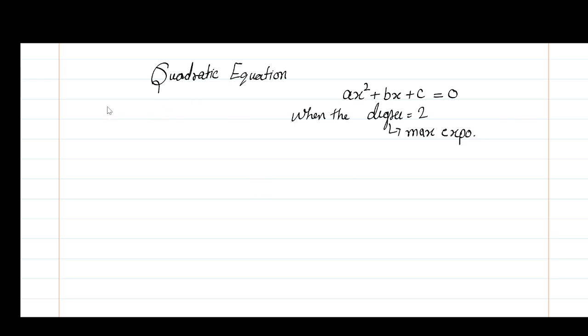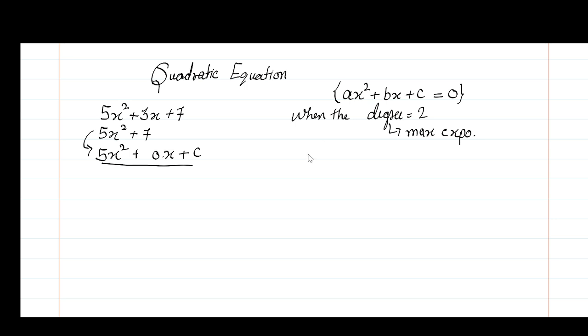If I write 5x square plus 3x plus 7, right? This is a quadratic equation. What if I write only 5x square plus 7? Is that a quadratic equation? Yes, of course it will be a quadratic equation, because we can write it as 5x square plus 0 times x plus c, right? So you can compare this with the general notation, right? So these are called quadratic equations.